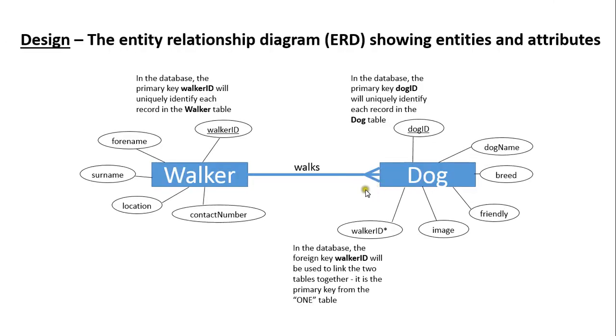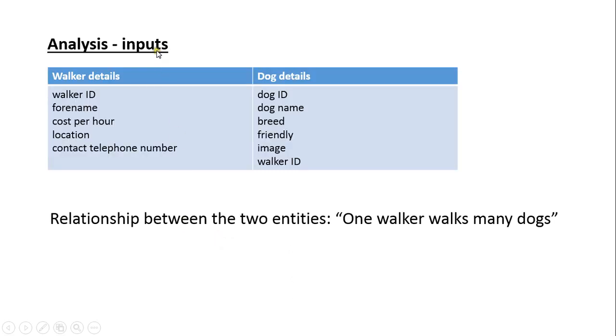So we're moving on to the design of the database. This is where we build an entity relationship diagram, an ERD, and it shows the entities, that's our walker and dog, and the attributes that go with each of those entities. And I got the attributes from the table that I drew up at the analysis stage of the inputs.